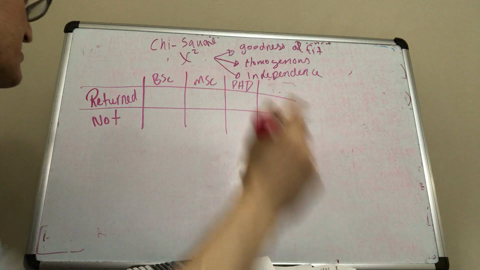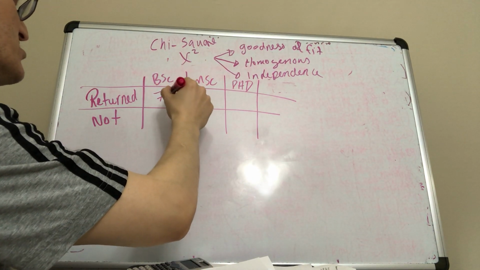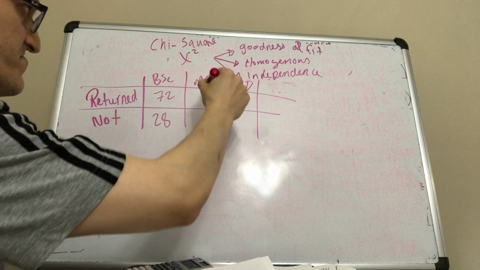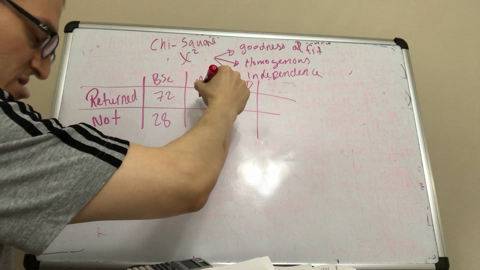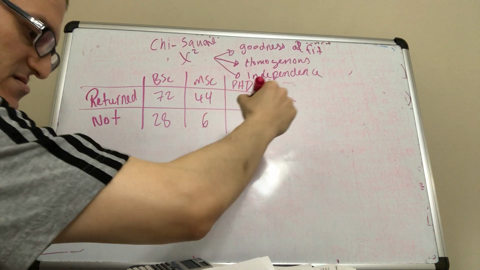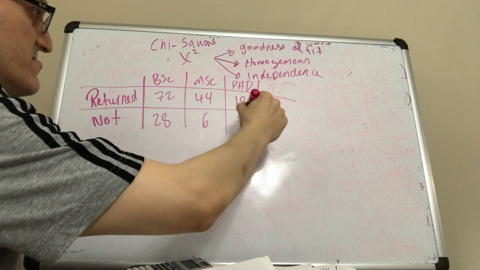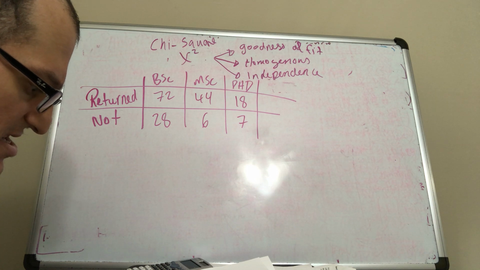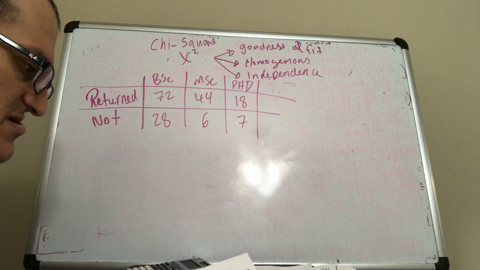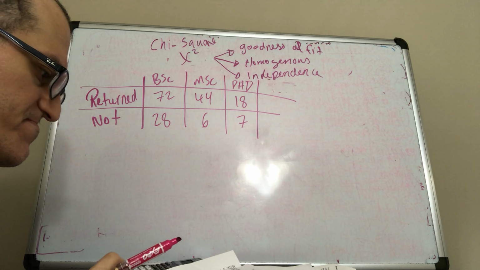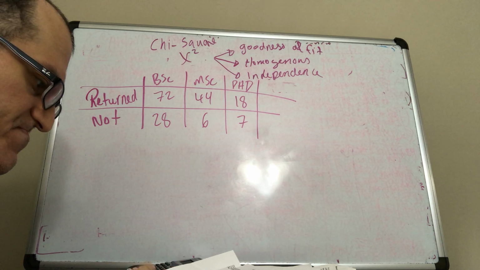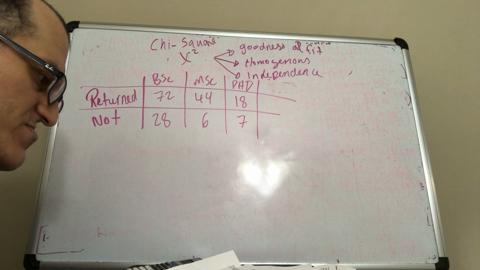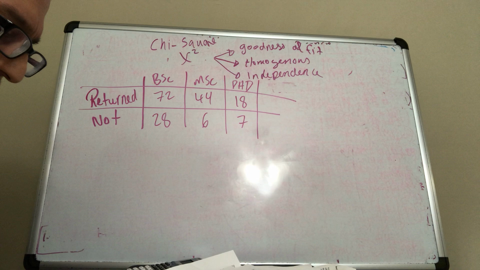So they tell you, for example, 72 of the bachelor people returned, 28 didn't. Here, 44 returned, 6 didn't. Here, 18 returned, 7 didn't. And the first question asked, is this homogeneous, or they also give the Minitab.